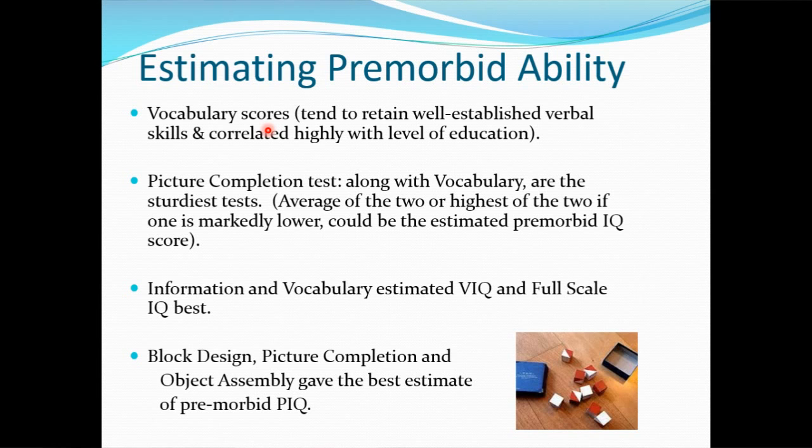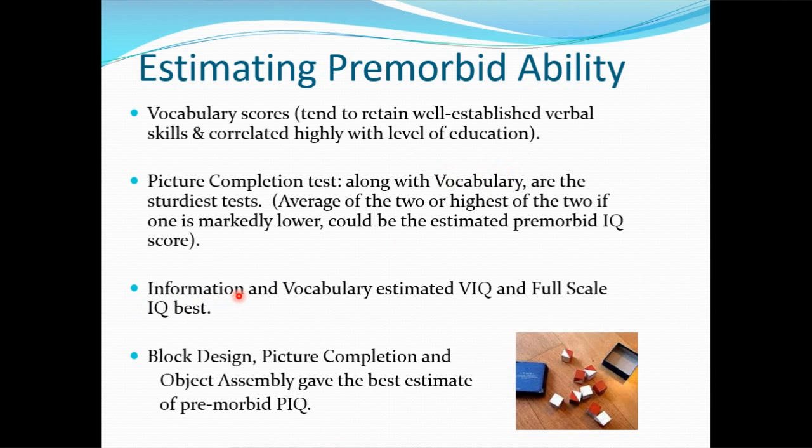for example, the Wechsler Adult Intelligence Scale is very good and well-established, it correlates very highly with level of education before the accident. And the picture completion test, along with the vocabulary, are two of the sturdiest tests. The average of the two, or the highest of the two, if one is markedly lower, could be the estimated premorbid IQ score. Very useful to always include the picture completion of the Wechsler Adult Intelligence Scale and the vocabulary, bearing in mind the person's level of education for the vocabulary.